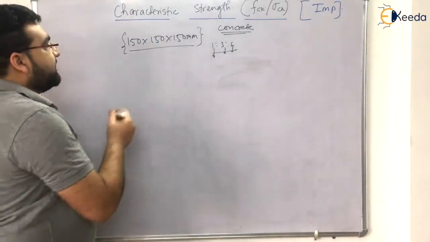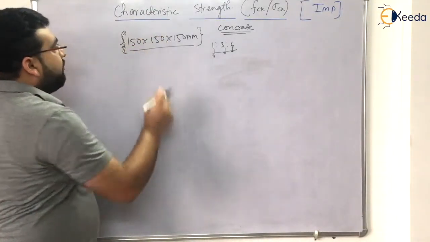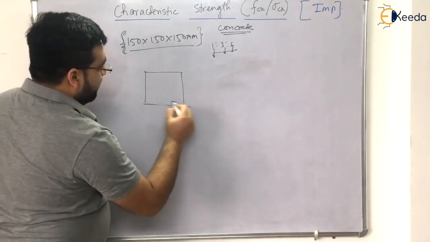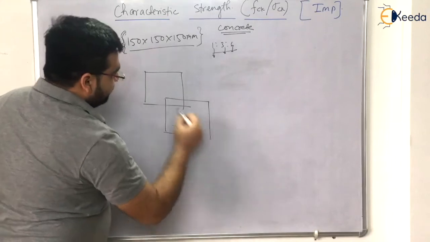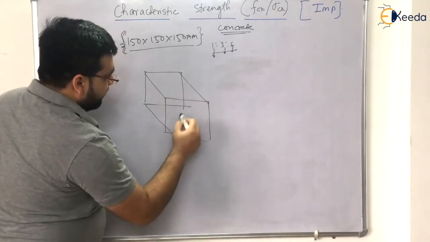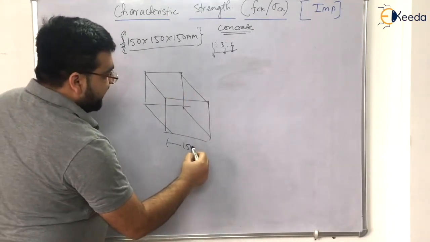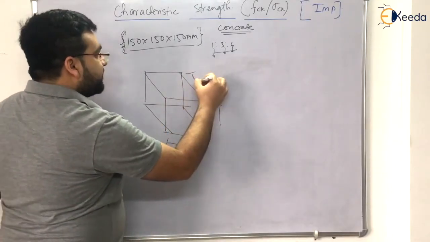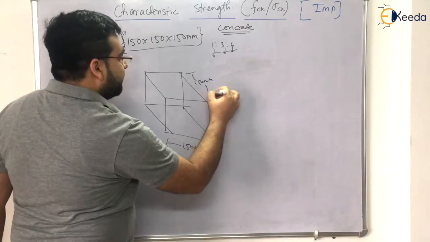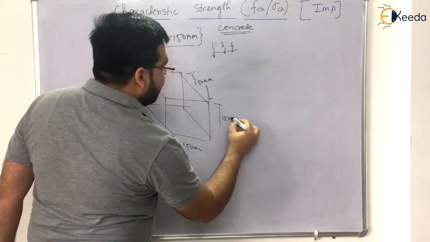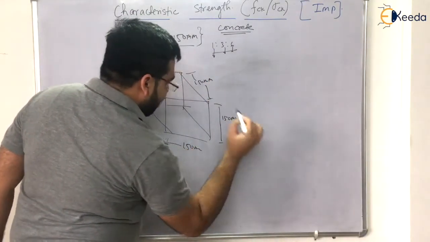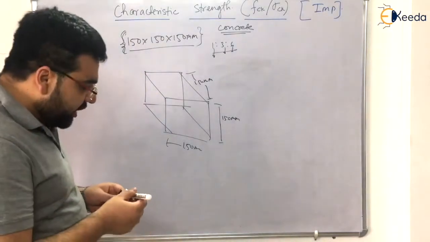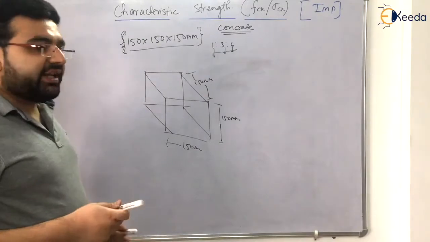So you have taken a mold of 150 into 150 into 150 mm. Let us say this is the mold. Its length is 150 mm, its height is 150 mm, and its width is also 150 mm. Now you have placed concrete in it, and you will provide some curing material also.